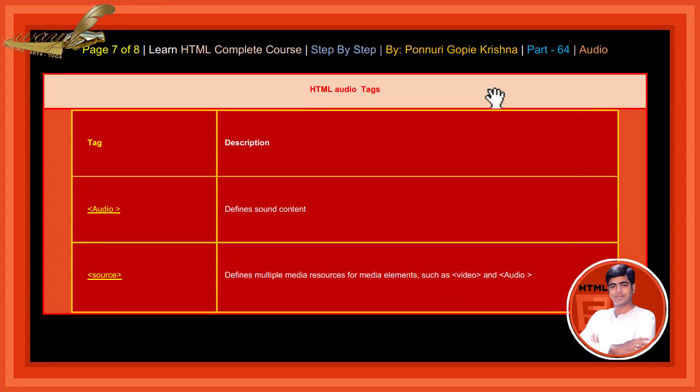HTML audio tags. See here, tag and description. The audio tag defines sound content. The source tag defines multiple media sources for media elements such as video and audio.